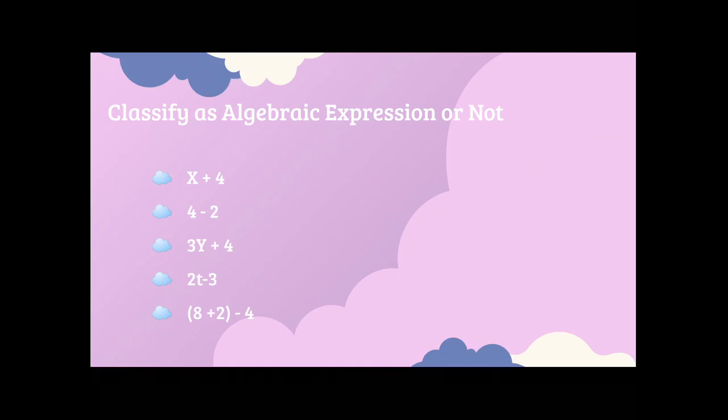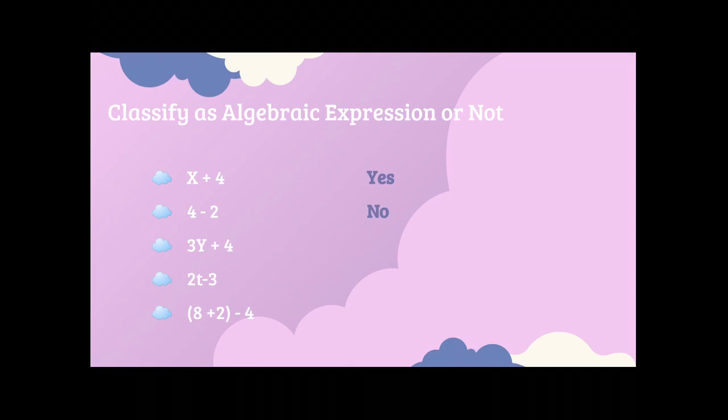Okay, so hopefully you were able to figure out whether these were algebraic expressions or not. Let's look at the first one. The first one is x plus 4. Well, we have our variable, we have our operation, which is addition, and we have our constant, which is 4. So we can classify this as yes, it is an algebraic expression. Next, we have 4 minus 2. As you can see, there are no letters or variables in this, so it cannot be an algebraic expression.